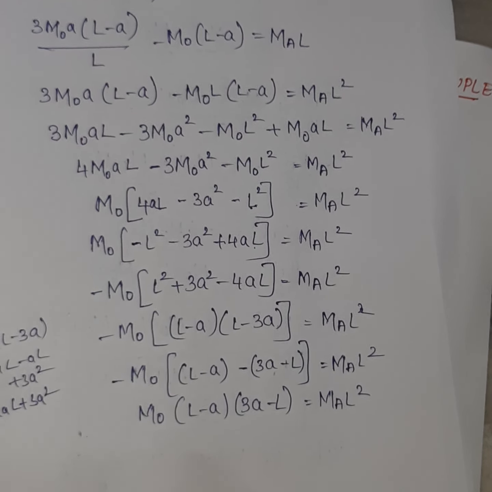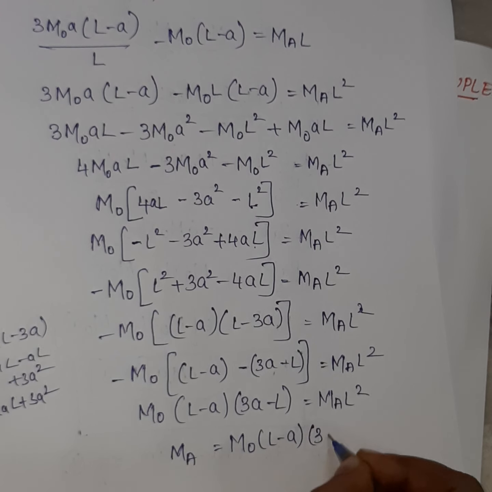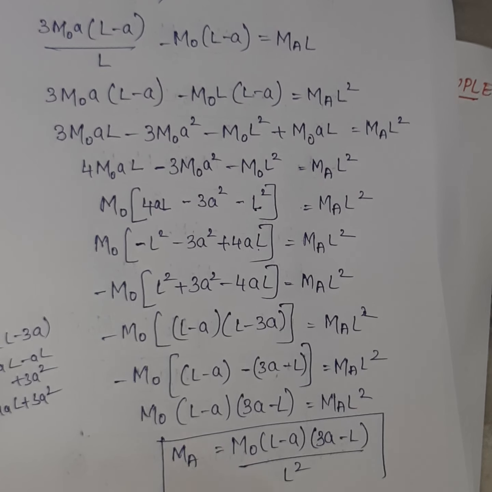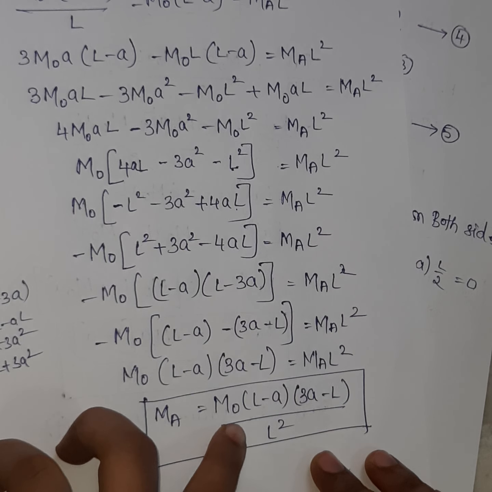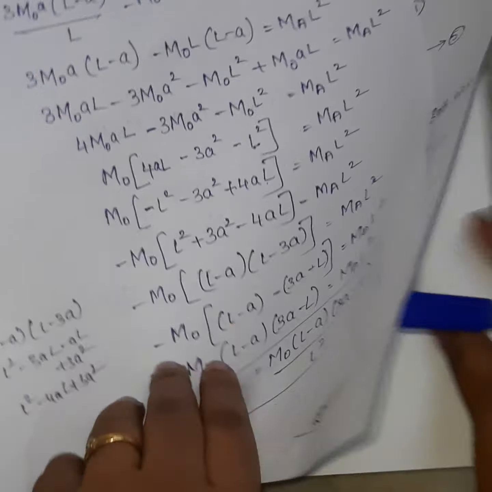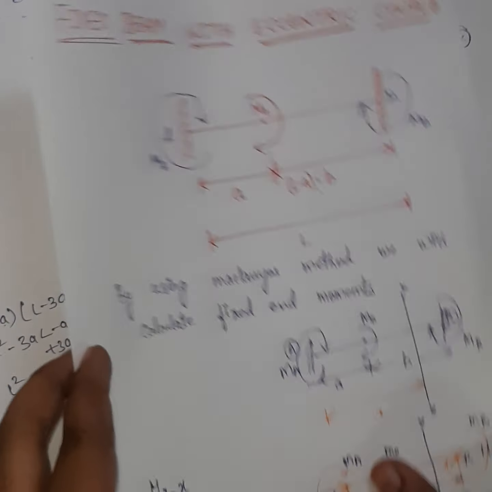So I need to find the fixed end moment at a. I can easily write m naught into L minus a into 3a minus L divided by L square. This is my fixed end moment at a. So here I have got the fixed end moment at a as m naught into L minus a into 3a minus L by L square. Here L minus a is nothing but b. So L minus a is nothing but b.